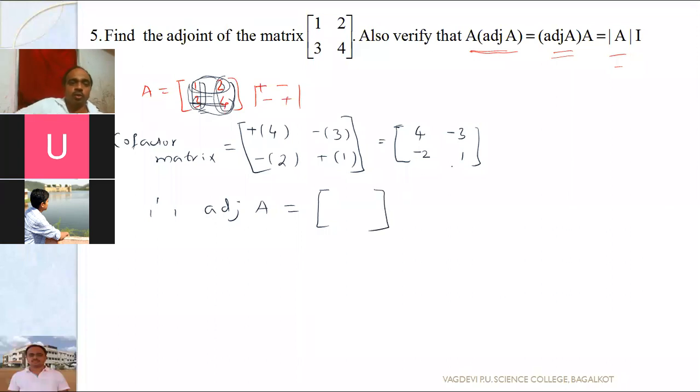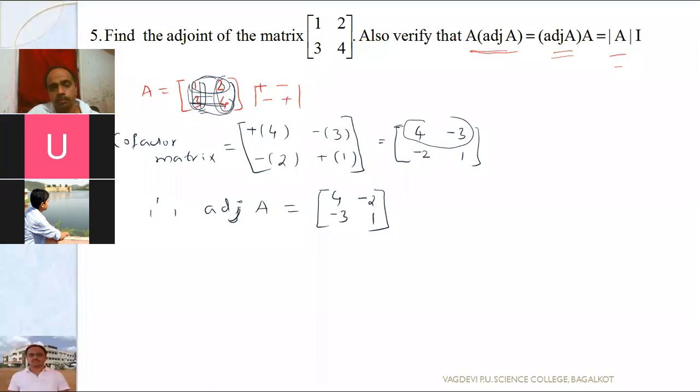Transpose means row becomes column. What is the first row? First row is 4, minus 3. It becomes first column, 4, minus 3. What is the second row? Minus 2, 1. It becomes second column, minus 2, 1. This is adjoint. Adjoint of the matrix A. Adjoint A, you can write like this.